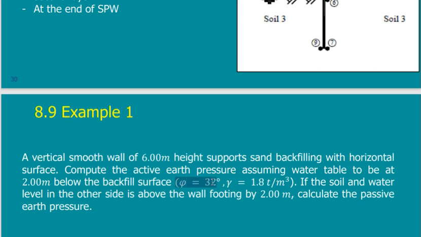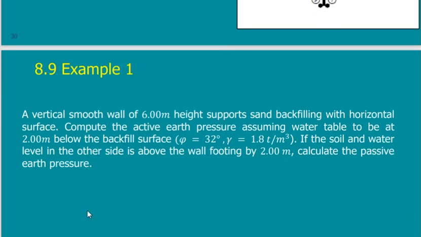He gave me phi 32, gamma, this is gamma bulk, 1.8. If I need to calculate the effective unit weight, it will be 1.8 minus 1. It will be 0.8. If the soil and water level on the other side is above the wall footing by 2 meters, calculate the passive earth pressure.